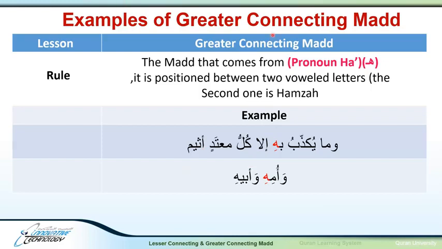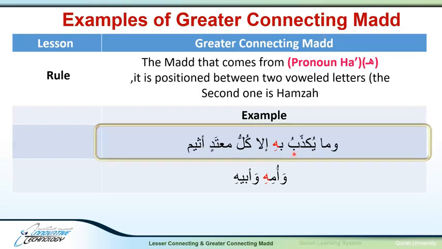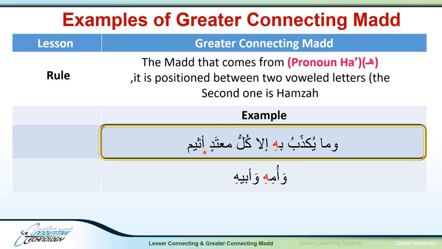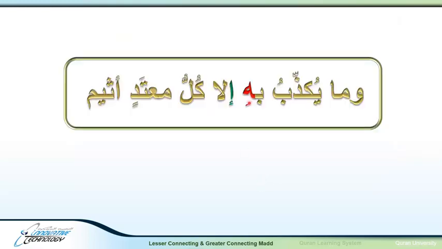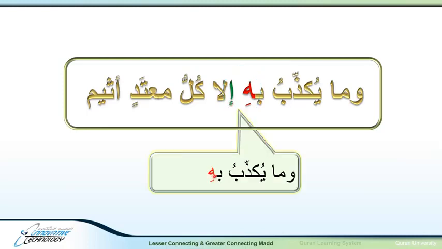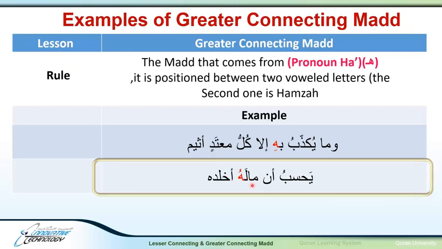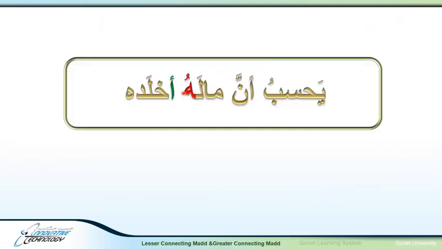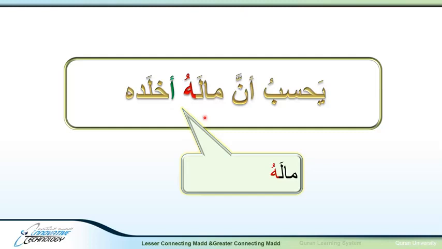Now we're going for examples of greater connecting med. وما يكذب به إلا كل معتد أثيم. And به إلا. The ha is followed by a hamza and we pronounce the ha as if there is a ya after it, and we extend it for 4 units because of the hamza, and we say يكذب به إلا, an example of greater connecting med. ما له أخلد. ما له, the ha is followed by hamza and we pronounce the ha as if there is a waw after it. ما له أخلد.